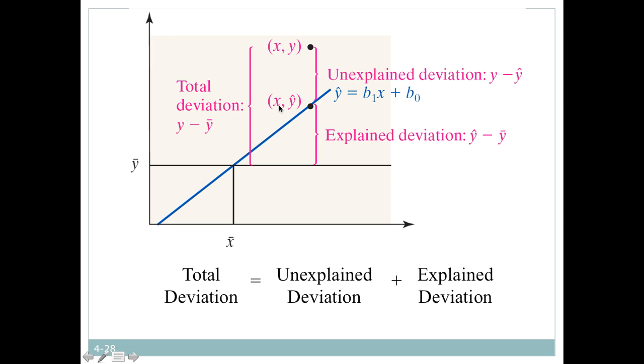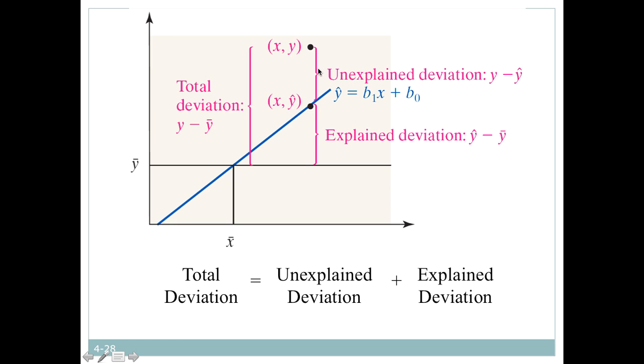And its coordinate is given by x, y hat, because it's a predicted value. And then this dot up here represents an actual data item, which is just x, y. So this is something that was actually observed. So if you look at the total deviation, that's going to be the distance from your actual observed data and the average. Okay, so it's going to be this entire thing right here. And if you look, it's broken into two pieces, just like we explained on the previous slide.